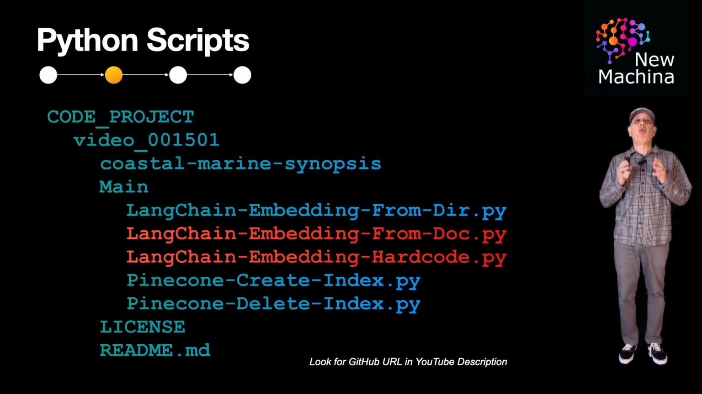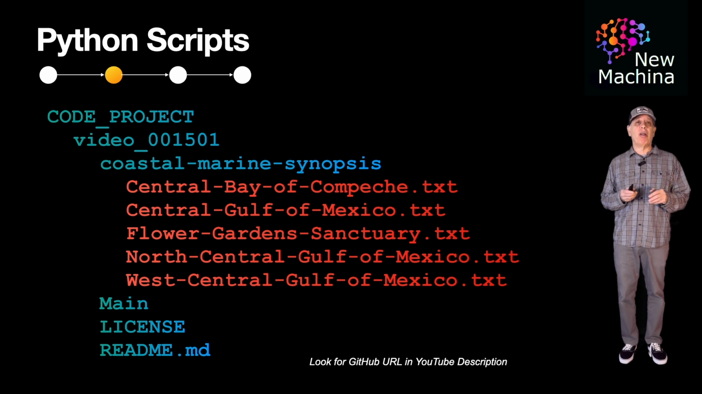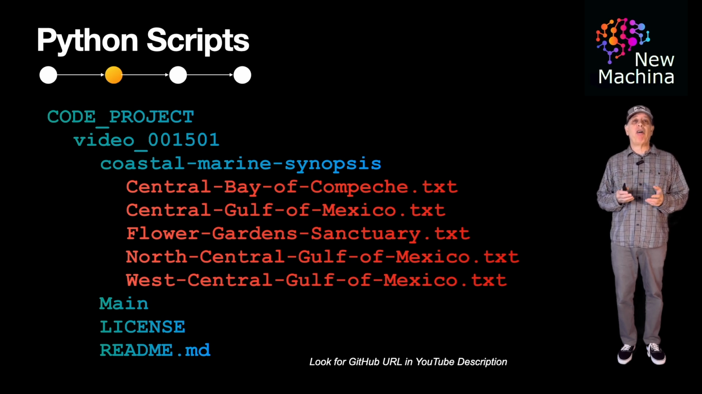So the Python script I really want to go into is the LangChain-embedding from directory.py. This Python script will create embeddings for the 5 text files residing in the Coastal Marine Synopsis directory. This is the one I want to talk to next. The 5 text files are shown here. They each have a marine forecast content in the files as of November 29th, 2024. Just so you can quickly see what text we're using in this example, I open up the text file flowergardensanctuary.txt.